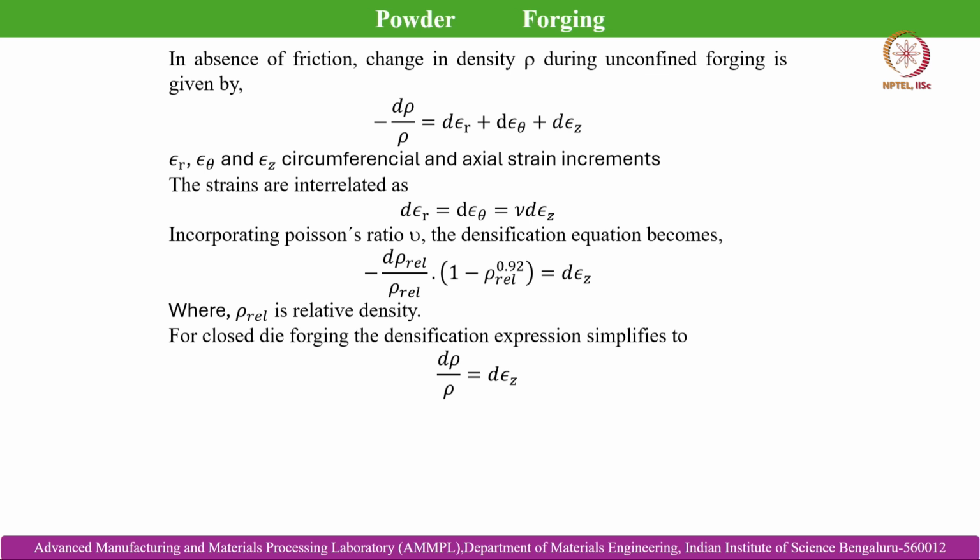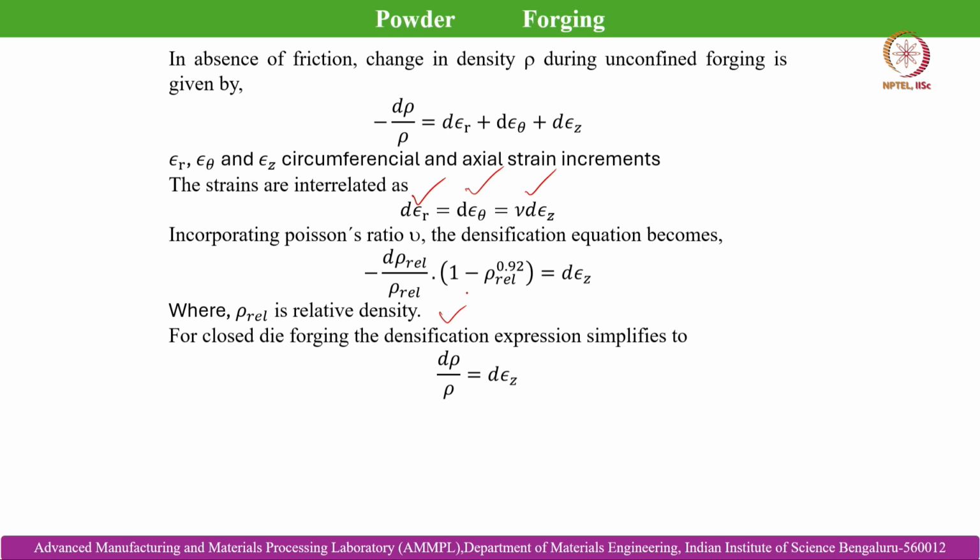So, here the increment in radial strain d epsilon r is equal to the increment in circumferential strain, which is equal to nu multiplied by the change in the axial strain, where nu is the Poisson's ratio. Incorporating Poisson's ratio, the densification equation becomes minus d rho relative by rho relative into 1 minus rho relative to the power 0.92 is equal to d epsilon z, where rho relative is the relative density.